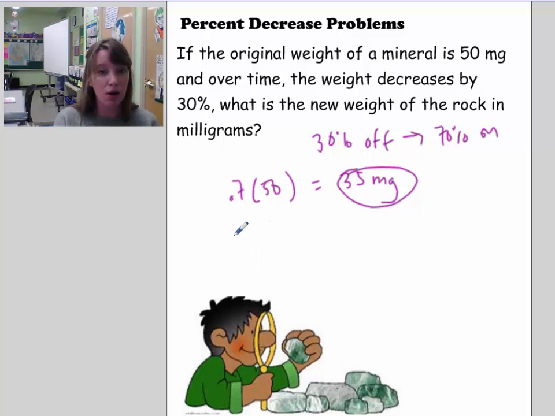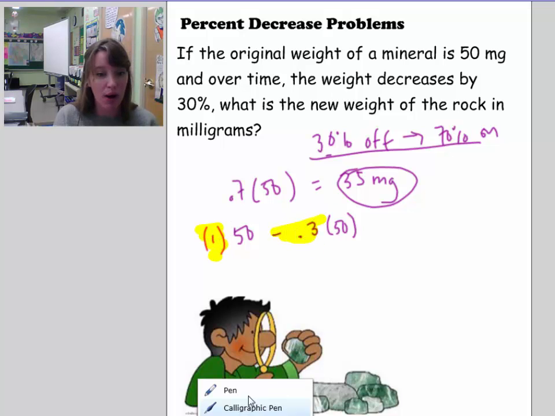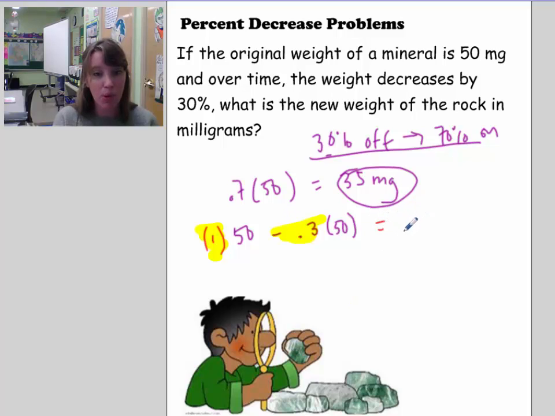Otherwise, you can also do 50 milligrams minus 30% of itself. And another way of seeing how we would arrive at this formula is to say, well, let's pretend that the coefficient to 50 is 1. So essentially, you're sort of like adding like terms. 1 minus 0.3 would allow you to arrive at 0.7 of this 50. In other words, 100% minus 30% gets you 70% of the original, which is 35 milligrams. Okay, and that's the end of the lesson for today.